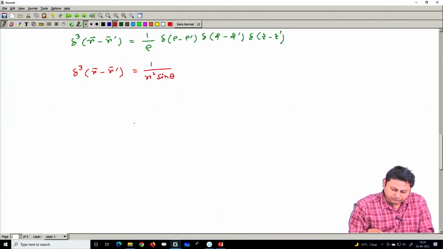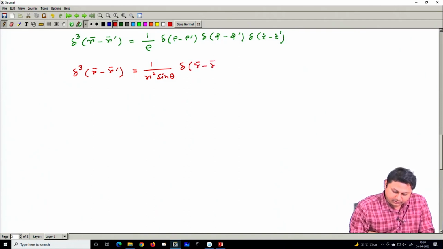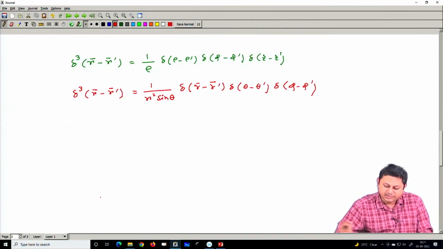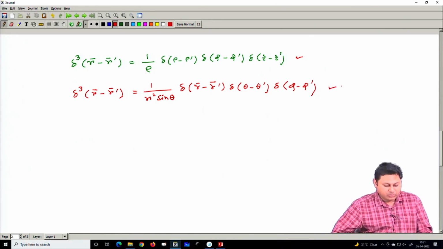Then delta r minus r prime, delta theta minus theta prime, and delta phi minus phi prime. So, this is the way we can define the delta function in cylindrical coordinate system and in spherical coordinate system.